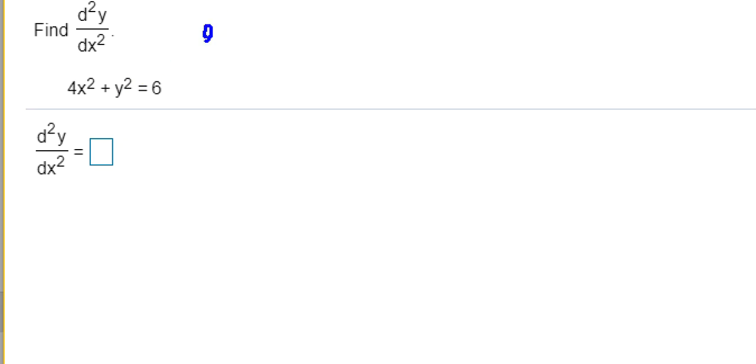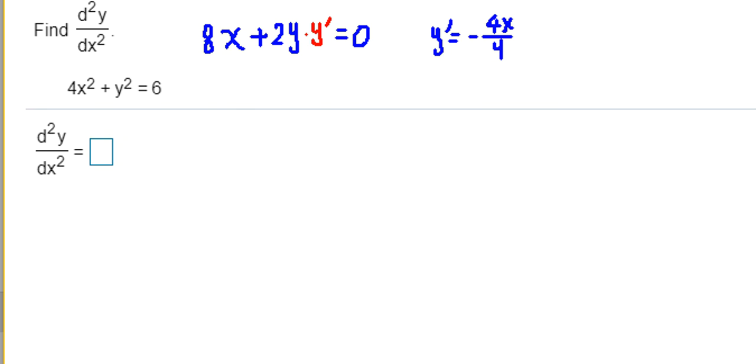So we begin with 8x, right? That's the derivative of 4x squared, plus the derivative of y squared, which is 2y, and make sure that you treat y as a function of x, so you need to apply the chain rule right here. Equals the derivative of 6, which is just 0, and you can now check for me that y prime, after the algebra, should be equal to negative 4x over y.